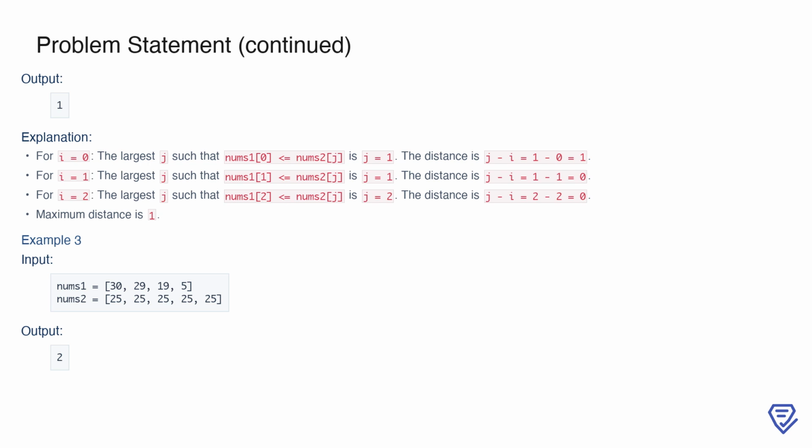For i equals 0, the largest j is 1, resulting in a distance of 1. For i equals 1, the largest j is again 1, giving a distance of 0. Similarly, for i equals 2, the largest j is 2, which also results in a distance of 0. The maximum distance in this case is 1.